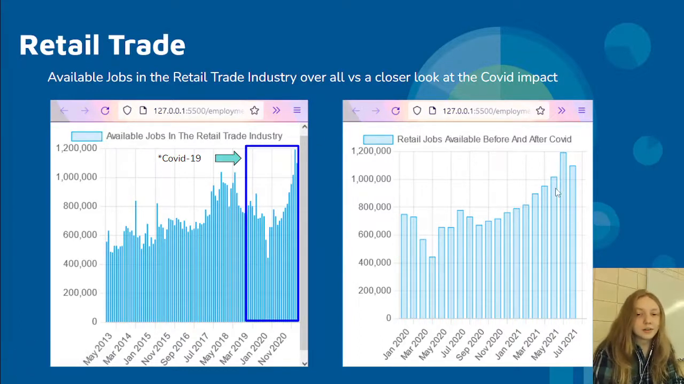And this graph on the right is a closer look at this selected time frame of COVID-19. We can see a little bit more clearly that decrease from March of 2020 to May of 2020, and then a very steep upwards trend of available jobs proportional to lockdowns being lifted, vaccines being distributed, and everything beginning to open up again. And we can see this resulting in the current labor shortage that we're actually now experiencing in different industries such as retail trade.